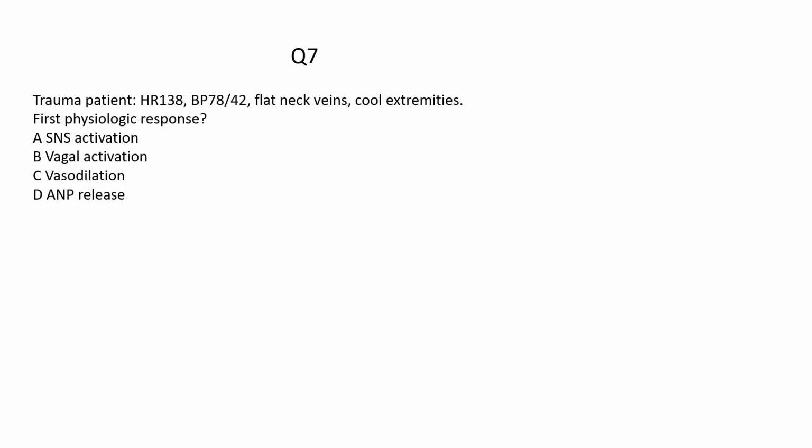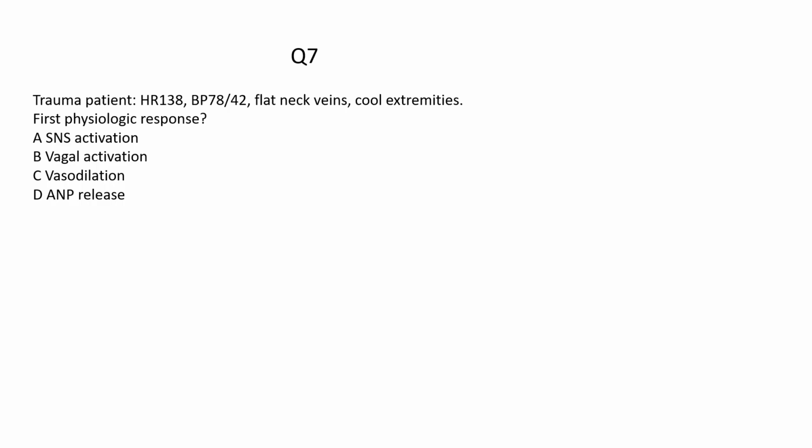All right, so you have a trauma patient, heart rate is 138, blood pressure is 78/42. The patient has flat neck veins and cool extremities. What's the first physiologic response? What type of shock this is is kind of relevant, but you can probably answer this question without that. So this patient has probably been stabbed or shot or something, right? A trauma patient that's hypotensive, flat neck veins. This seems like a hypovolemic shock, right?